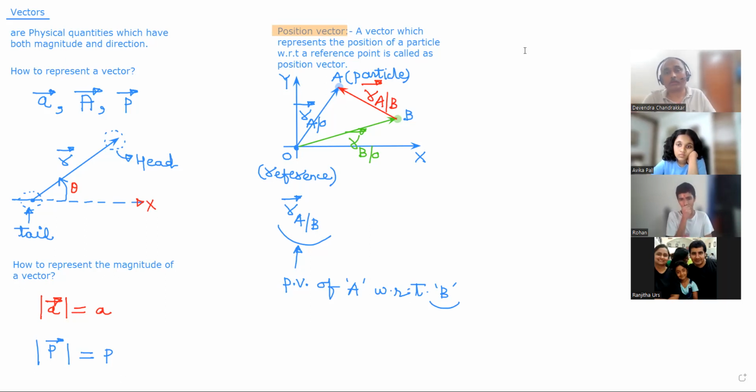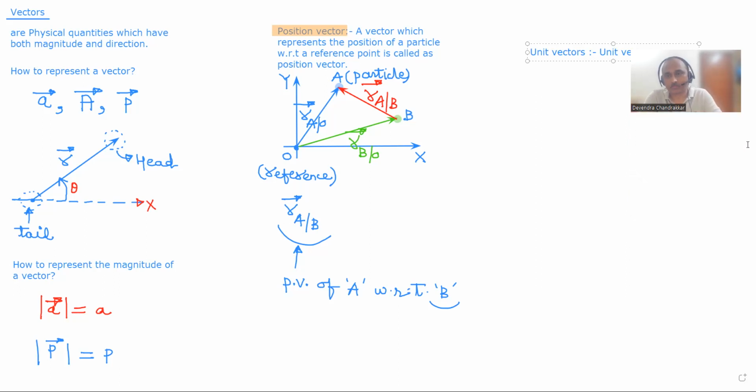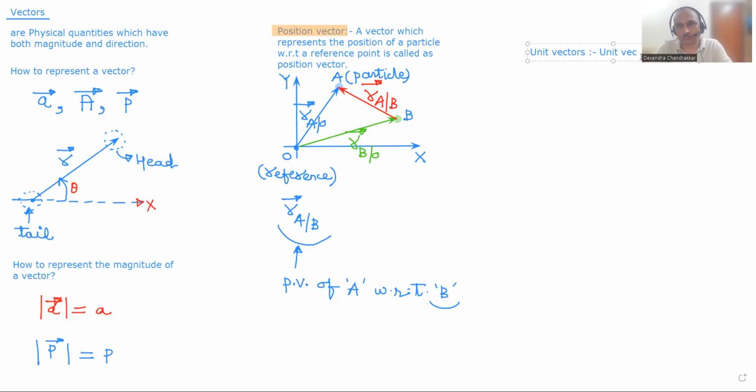Now comes unit vectors. So what are unit vectors? Unit vectors are vectors which have their magnitude as 1.